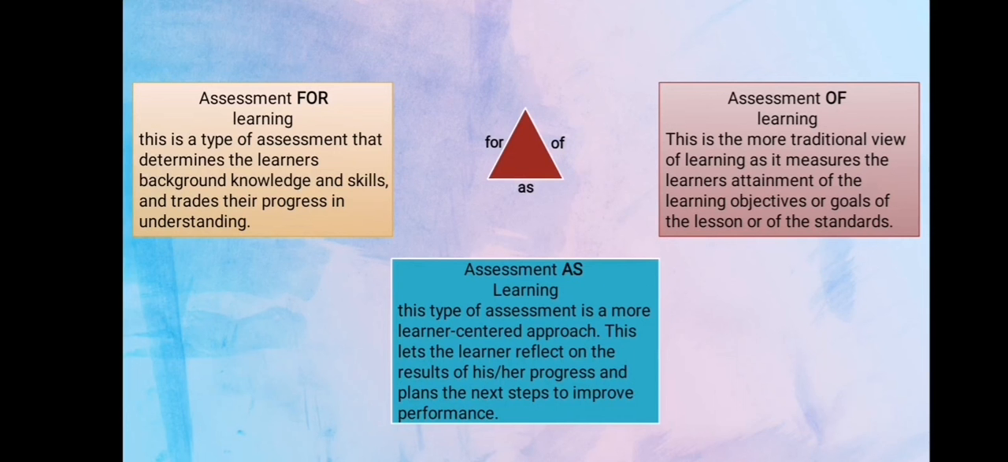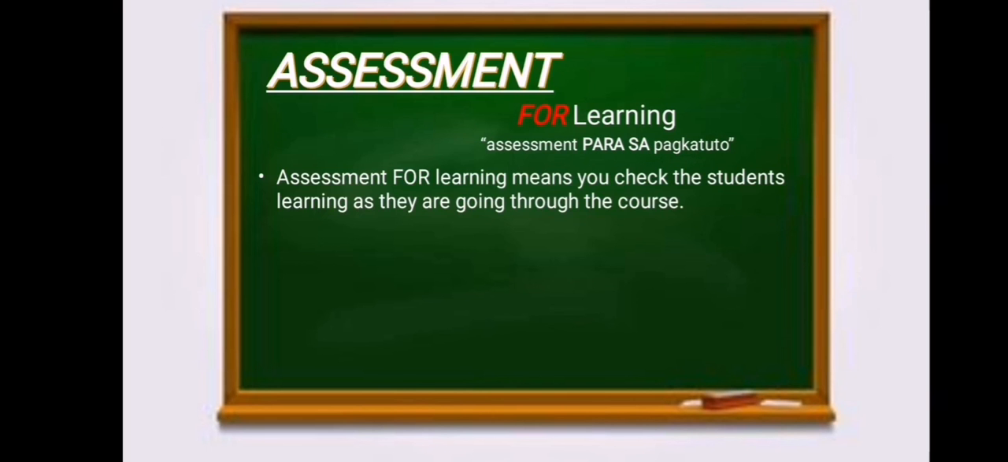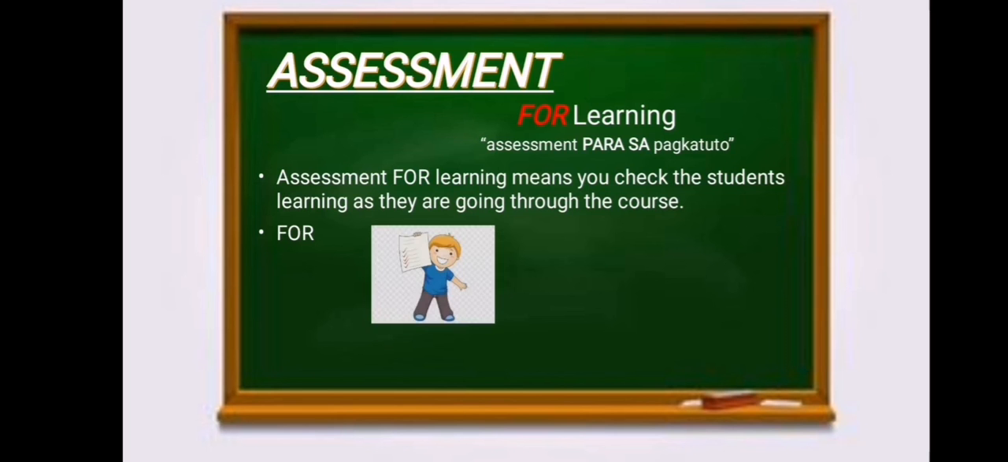So to further understand the three lenses of assessment, let's have it one by one. Let's start with the assessment for learning, or assessment para sa pagkatuto. Assessment for learning means you check the students' learning as they are going through the course. The emphasis on the word for suggests that this type of testing helps students see what they are learning as they move through the course.